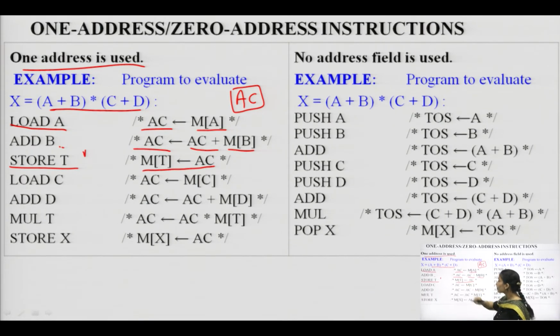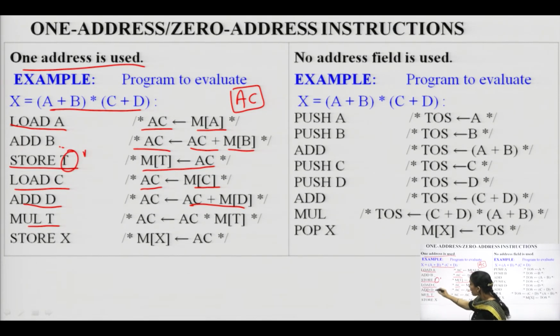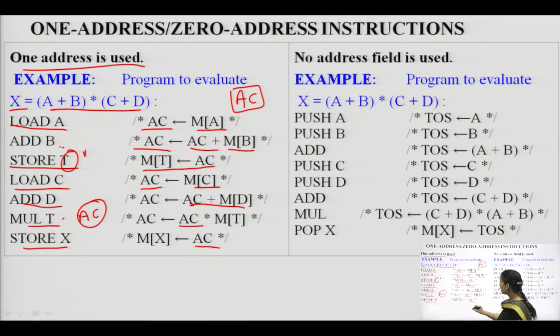So, the AC is stored into M of T. Then I will load C, the content of C is loaded into the accumulator, added with D, and multiplication happens between this T and whatever I am holding in the accumulator. So, till now I have the result in the accumulator, and I want it in X, so lastly I will store it into X. What does this store X mean? This means the AC contents are moved into memory of X.